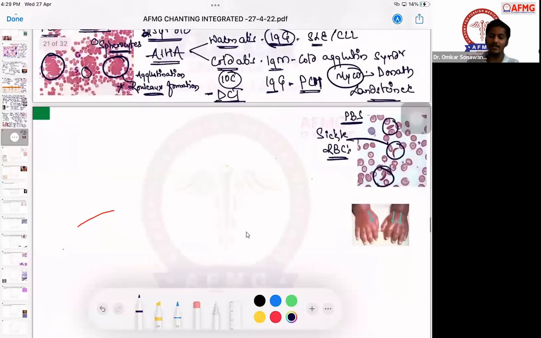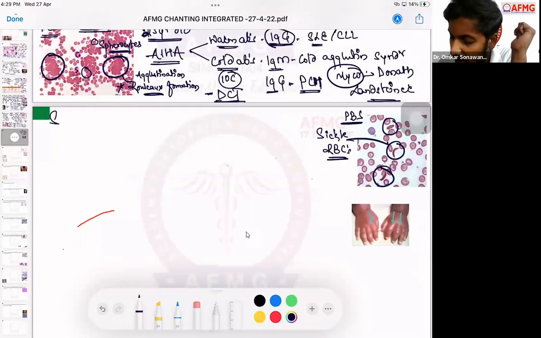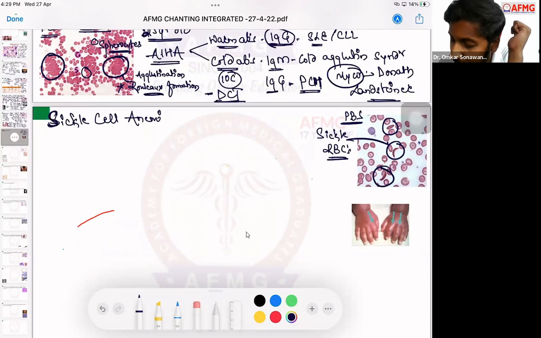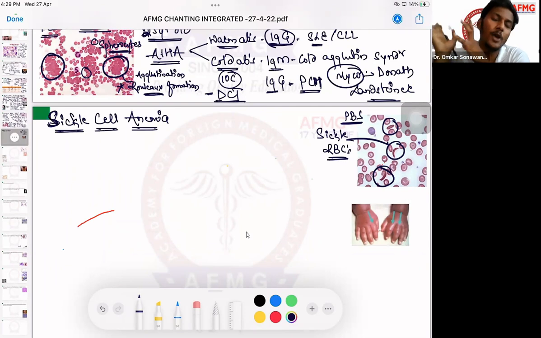So if sickle RBCs are seen on peripheral blood smear of a patient, definitely the diagnosis would be sickle cell anemia. As we know, sickle cell anemia is a hemolytic anemia. Okay, important, and it is again a normocytic normochromic anemia. In sickle cell anemia, there is some problem in the hemoglobin. Again, it is a hemoglobinopathy.